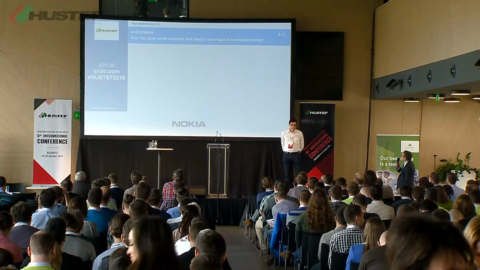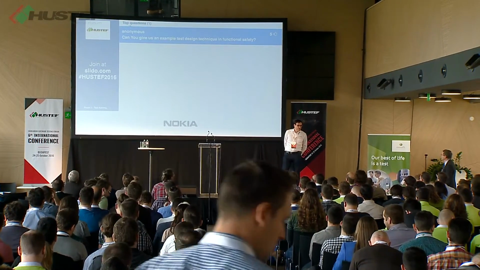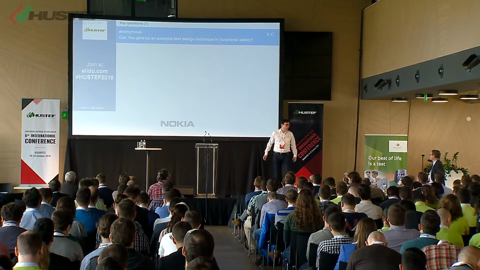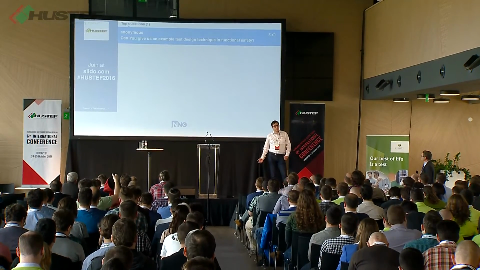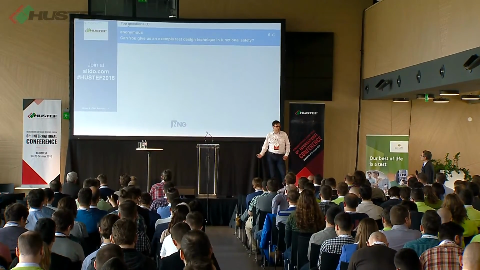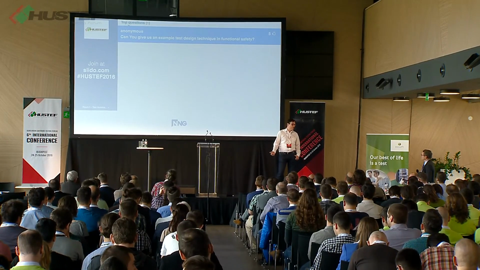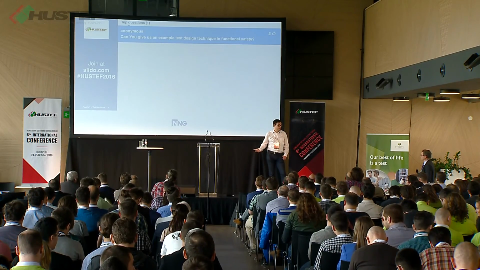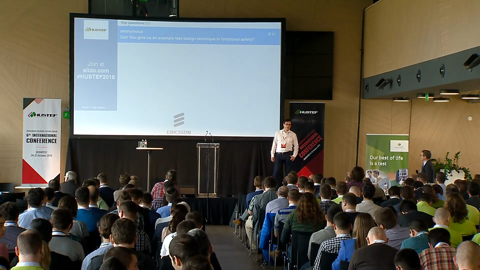Can you give us an example test design technique in functional safety? Yeah, as I mentioned, I think I already did that with the fault injection test case. What does it mean? In unit test levels, I thought that we do all tests in a hardware in the loop. It means that we have to corrupt the register values at controller level. That would be a technique which is specific for functional safety.